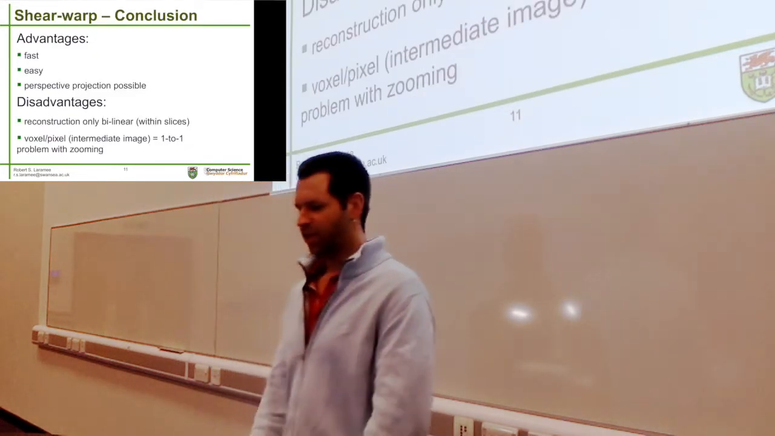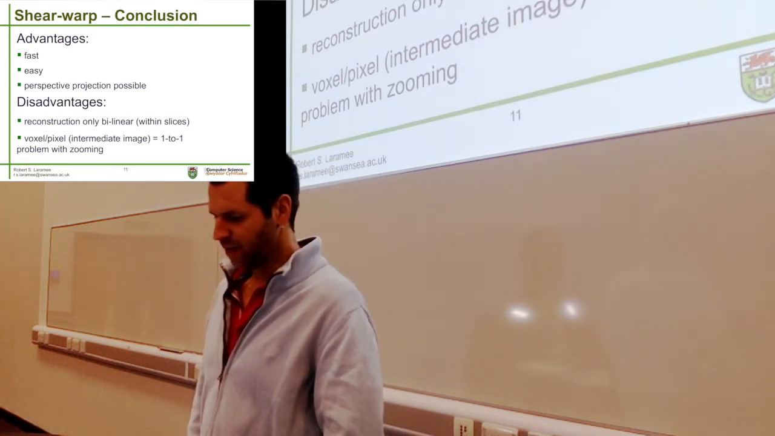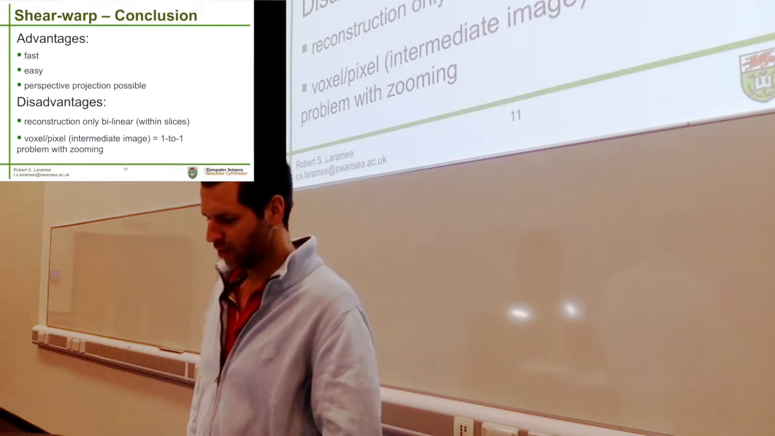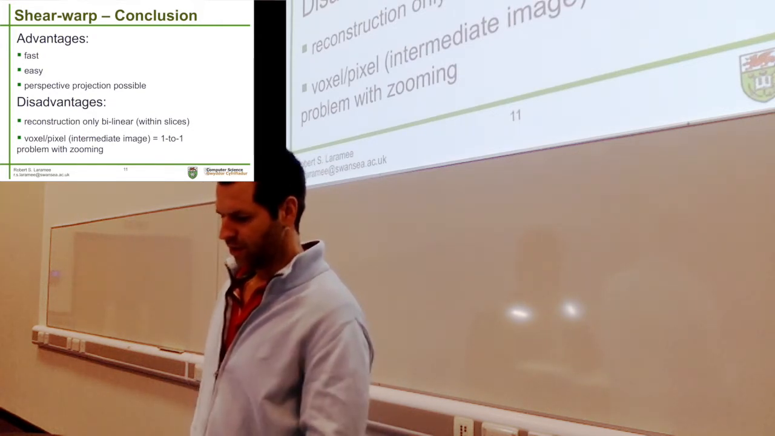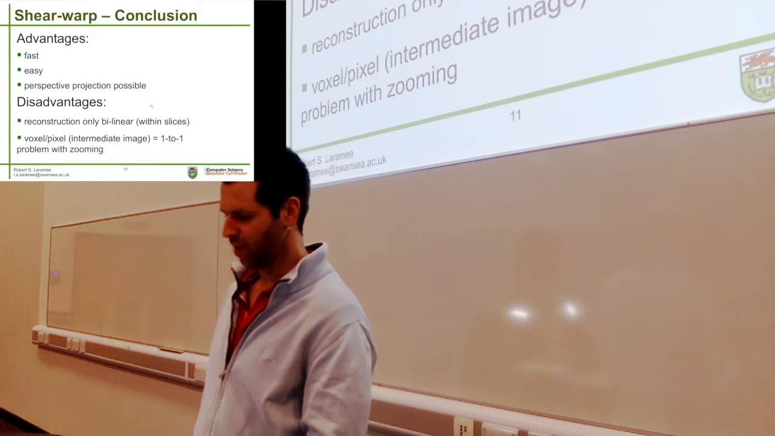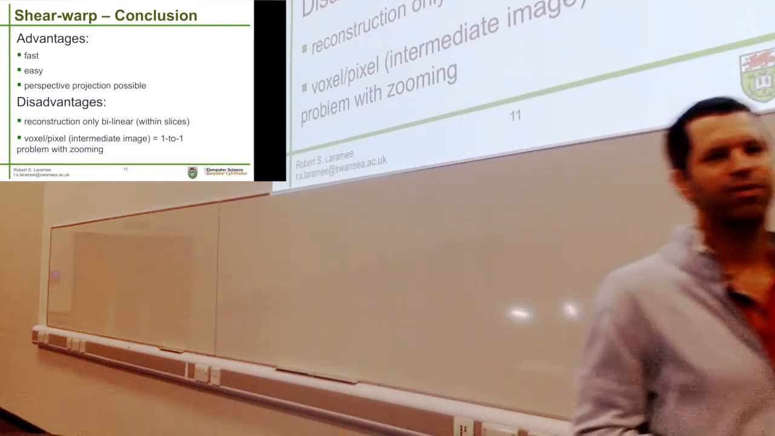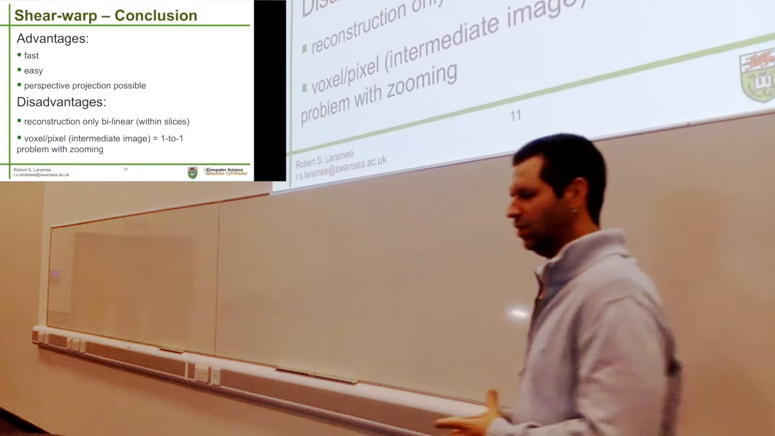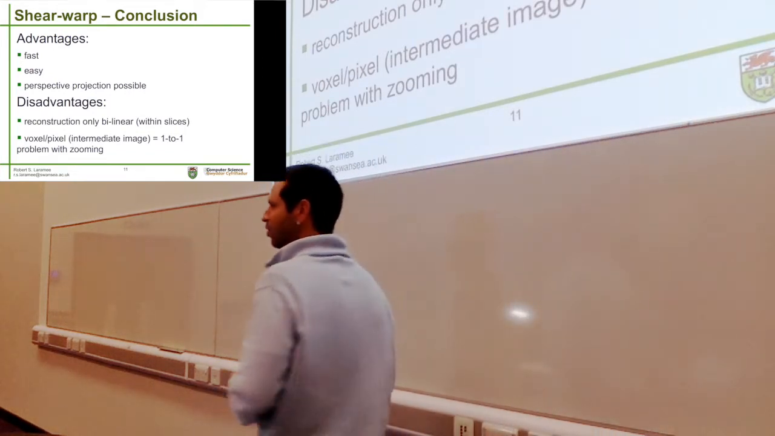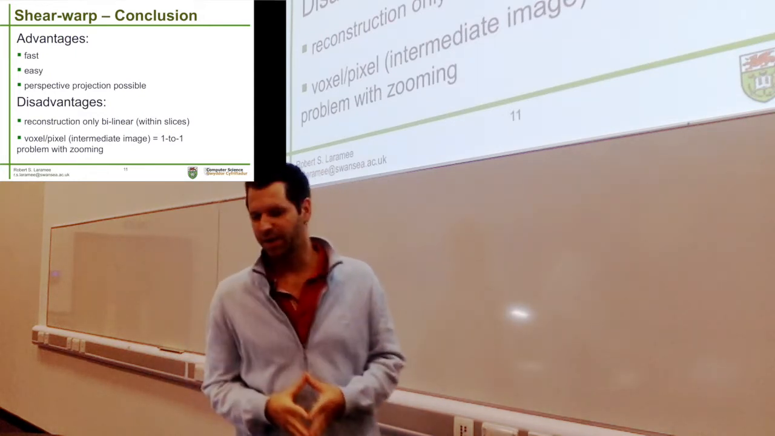So the advantages of the shear-warp factorization is that it's fast, it's easy, and perspective projection can be incorporated. The disadvantages, though this is also an advantage if you want to say it, is that reconstruction is only bilinear, or within slices. That means interpolation, by the way. Interpolation is bilinear, so it could be construed as less accurate as opposed to trilinear.